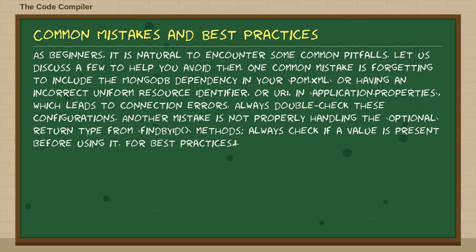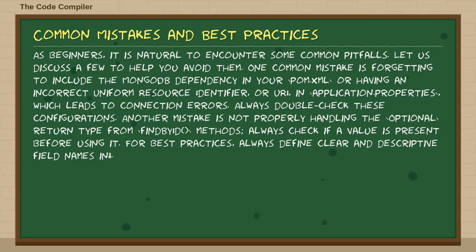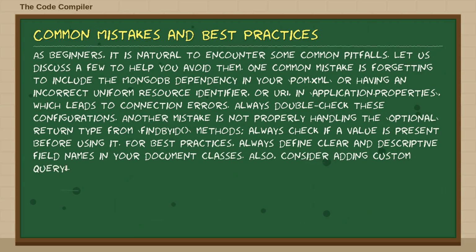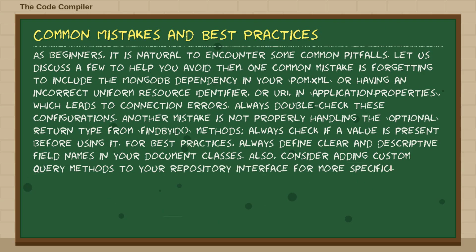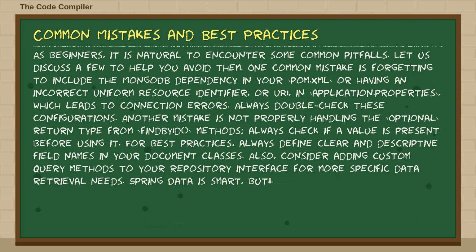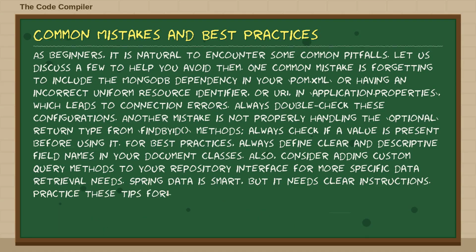For best practices, always define clear and descriptive field names in your document classes. Also, consider adding custom query methods to your repository interface for more specific data retrieval needs. Spring Data is smart, but it needs clear instructions. Practice these tips for smoother development.